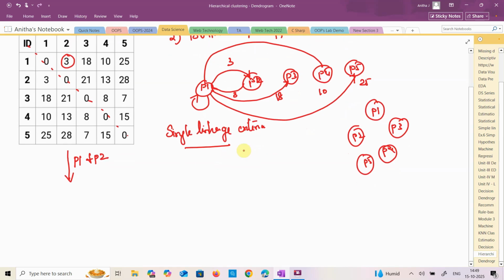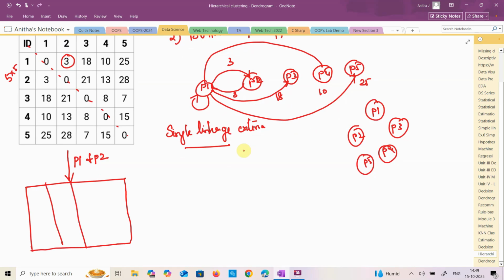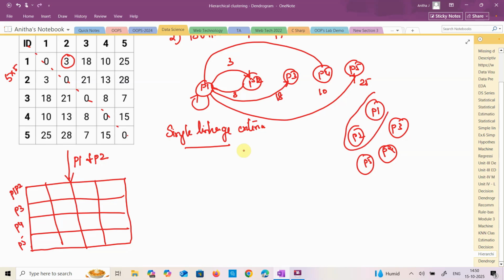To construct that, we build another matrix. Initially the matrix size is 5 cross 5, as we have 5 data points. Now 2 data points are merged together, so we get a size of 4 cross 4. So we are constructing a 4 cross 4 matrix. Here P1 and P2 are merged together, and P3, P4 and P5 remain. While merging, we know the diagonal values again become 0, so we just put the diagonal values as 0.